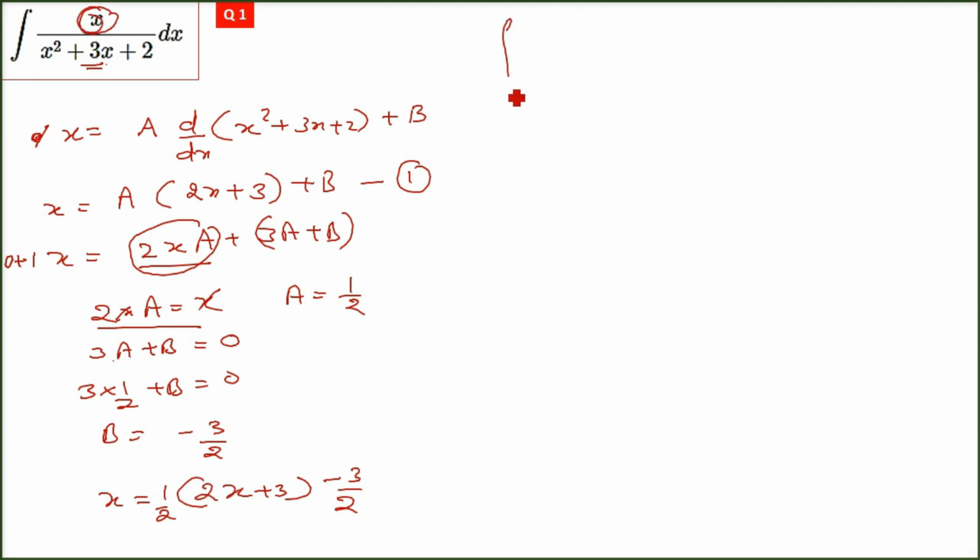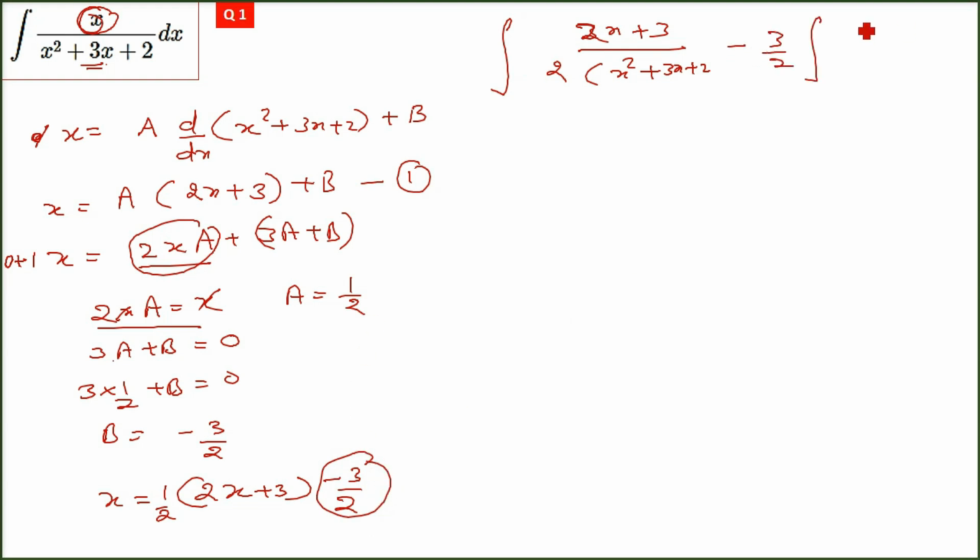So what will be the integration now? I'm writing the integration in terms of what we have got. So this will be a into (2x plus 3) plus b. a is half into (2x plus 3), minus 3 by 2, this whole x. a is half, b is negative 3 by 2. So I'm separating these two terms, just trying to minimize the steps. Divided by what will come? x square plus 3x plus 2, of course, in the denominator. The numerator we have separated: half (2x plus 3) is one term, negative 3 by 2 is another term.